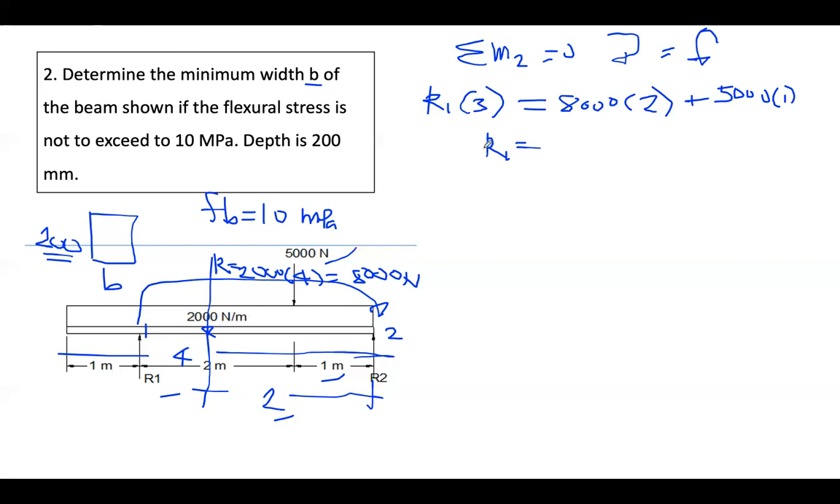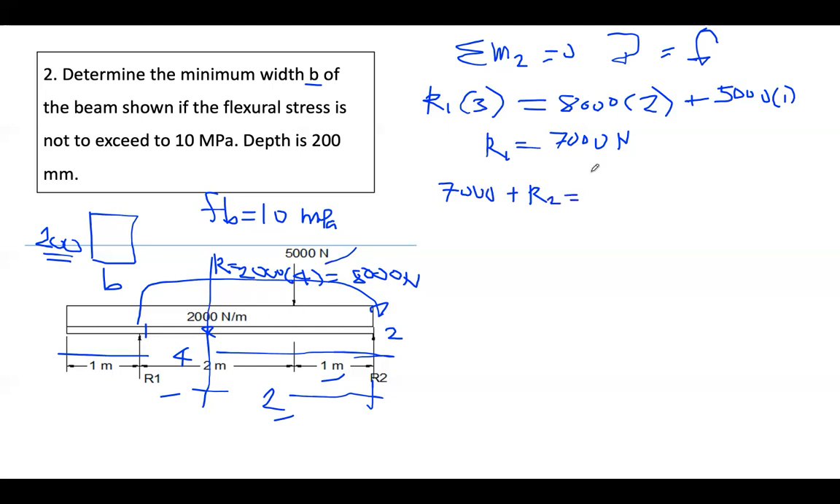7,000 ba? 7,000. Yes, sir. 7,000. Okay, thank you. So sabi ko kanina, kung medyo confident na tayo sa tamang sagot, ito na lang gagawin natin. R1 plus R2, or 7,000 plus R2, para mas madali na, is equal to anong total load?